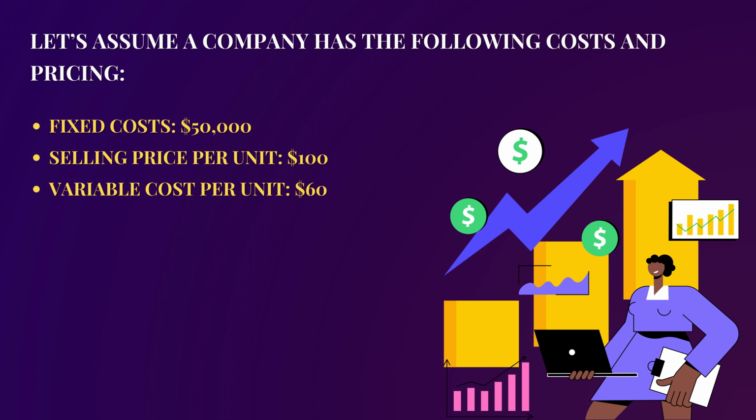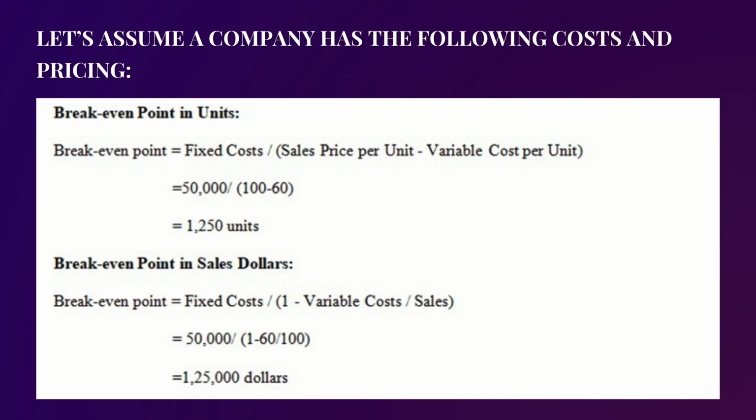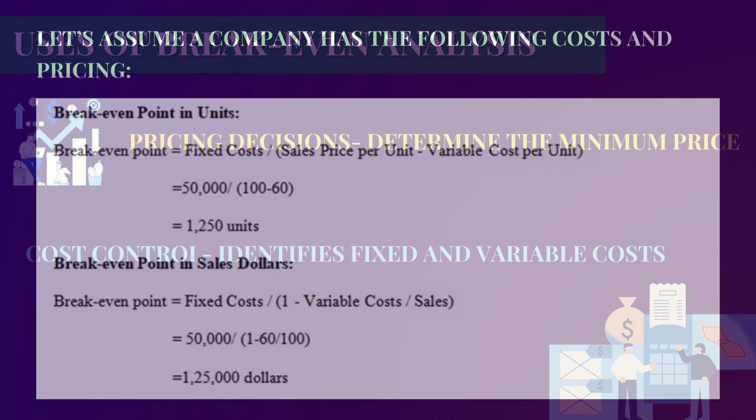Let's assume a company has the following costs and pricing. Fixed costs, $50,000. Selling price per unit, $100. Variable cost per unit, $60. The break-even point is calculated using the above formula. In the above, we have substituted all the values in the formulas, as you can see. So, break-even point in units we get 1,250 units, whereas in case of dollars we got $125,000.